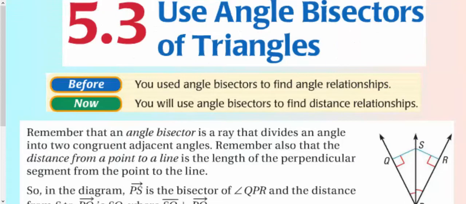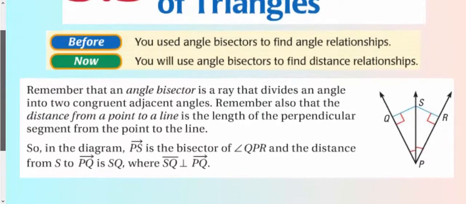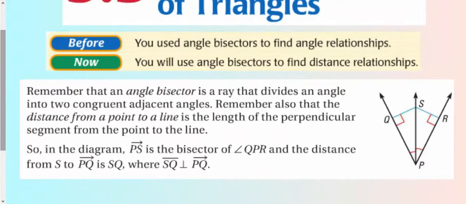All right, 5.3. We're going to be working with angle bisectors. So an angle bisector takes an angle and splits it into two congruent angles. This lesson is very similar to the other lesson. Any point that's on the angle bisector is going to be equidistant to the two sides. So there are theorems that involve that. I'm going to try to show you guys an easier way of doing this today.